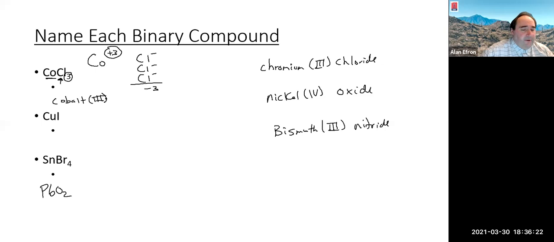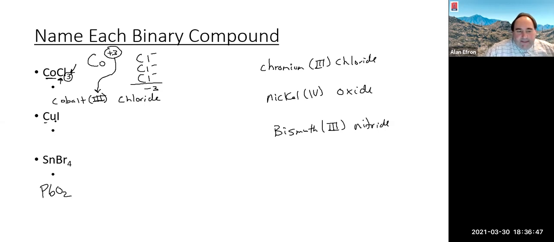Remember, the Roman numeral is not how many you have, but the actual positive charge you've got going on there. Just like previously, even though there's a 3 and even though you want to use that tri-, don't do it. It is just chloride. So this is cobalt(III) chloride. Any questions on that one there?